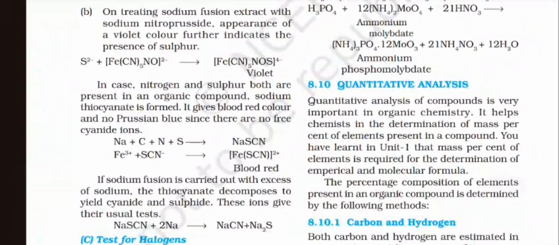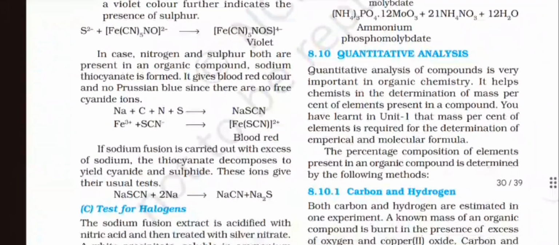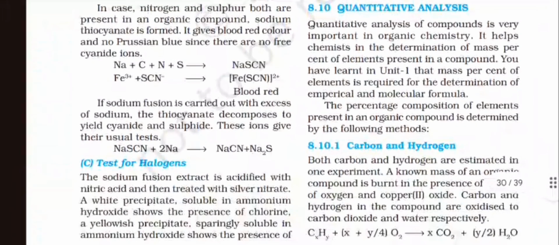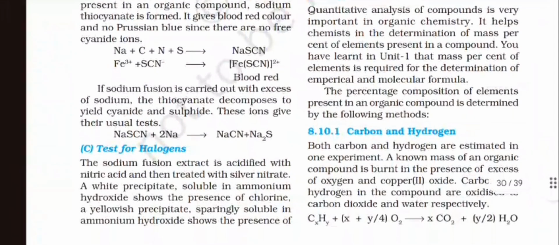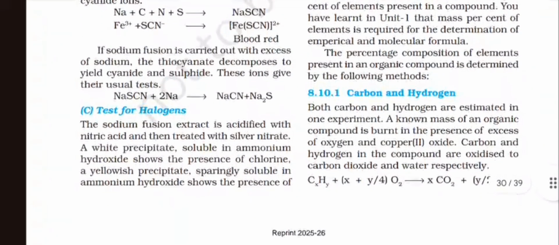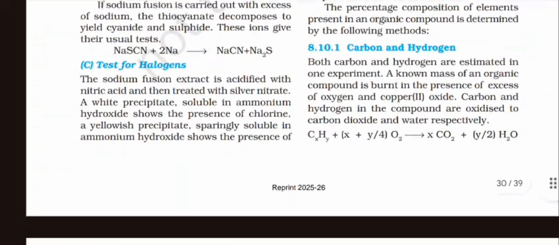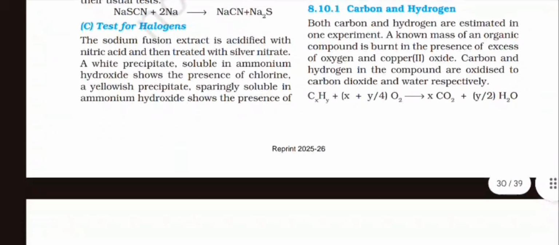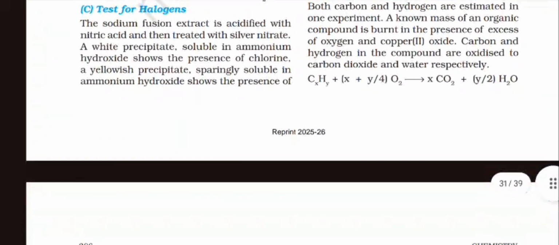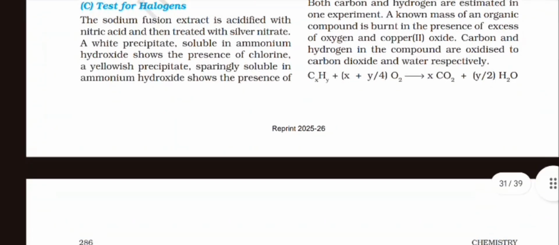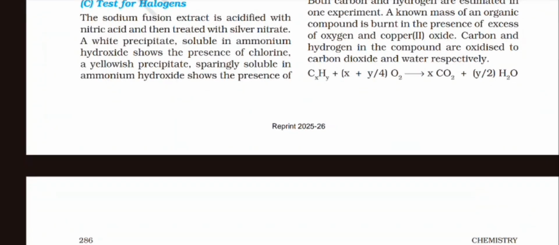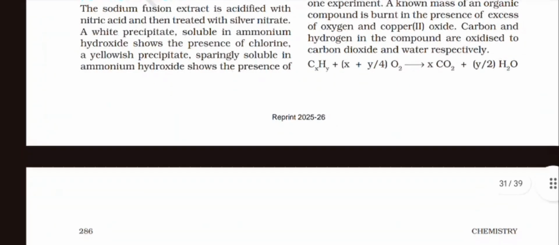In case nitrogen and sulfur are both present in the organic compound, sodium thiocyanate is formed. It gives a blood red color and no Prussian blue, since there are no free cyanide ions. If sodium fusion is carried out with excess of sodium, the thiocyanate decomposes to yield cyanide and sulfide. These ions give their usual tests. Test for halogens. The sodium fusion extract is acidified with nitric acid and then treated with silver nitrate. A white precipitate soluble in ammonium hydroxide solution indicates chlorine.